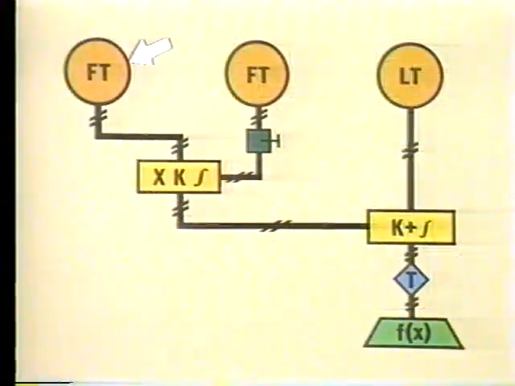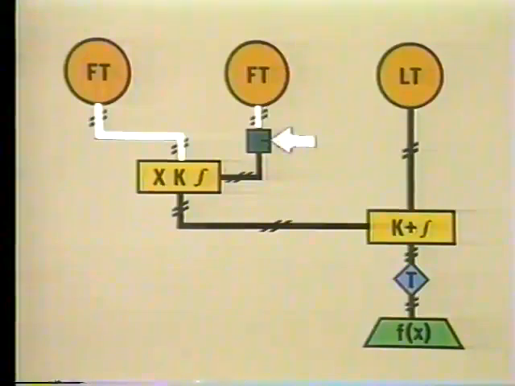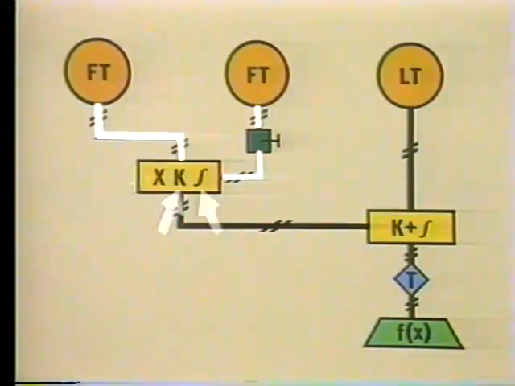This circle represents the steam flow transmitter. It sends a signal to the ratio controller, which is represented by this rectangle. This circle represents the feedwater flow transmitter. The signal from the transmitter is delayed by this volume chamber before it goes to the ratio controller. We can tell from this symbol that the controller has a multiplying or ratio function, and these symbols tell us that it has a proportional plus integral output.